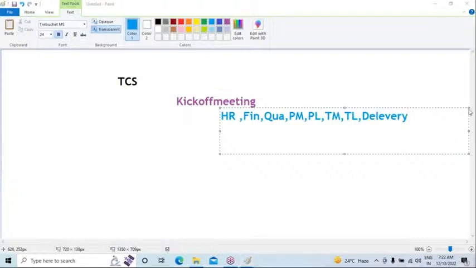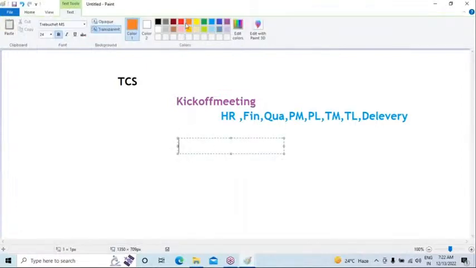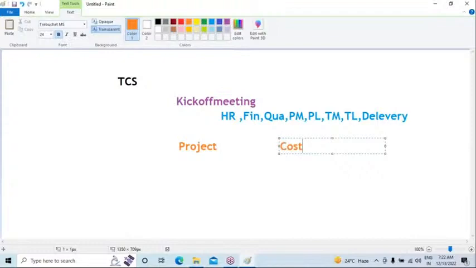So here we have to focus on that. Why they're conducting this meeting is that they need to discuss the project. In order to develop this project, how much cost do we need to spend? What is the duration for this project?